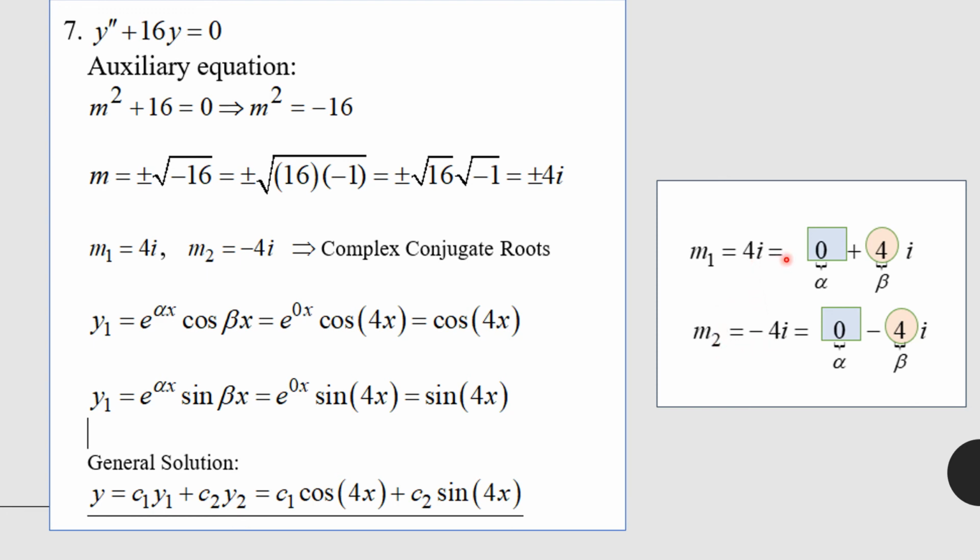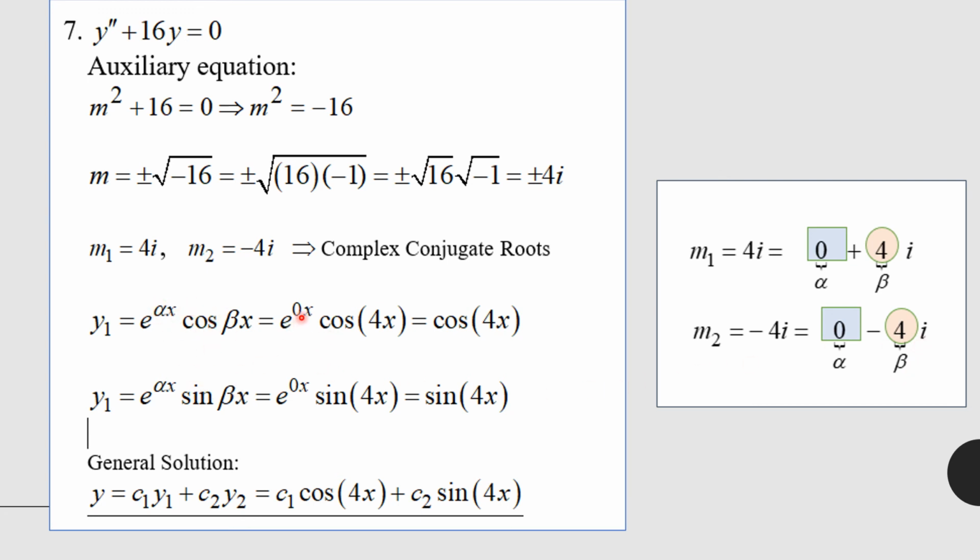4i is the same as 0 plus 4i. That means the real part, or alpha, is 0 and the beta is 4. m2 is minus 4i, that is 0 minus 4i. Again, the real part is alpha, which is 0, and the imaginary part is beta, which is 4. So substitute alpha equal to 0 and beta equal to 4 into these formulas of the solutions.